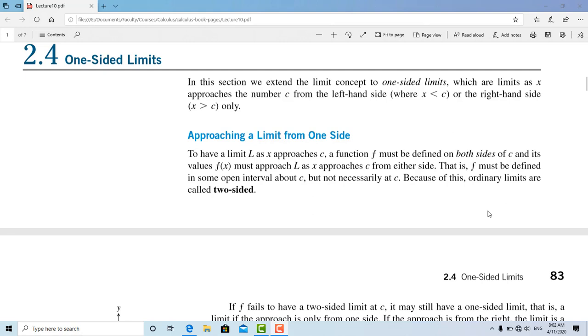And today I want to explain something about one-sided limits. Some of you are having problems with solving exercises on the homework assignment, so now I'll try to explain.